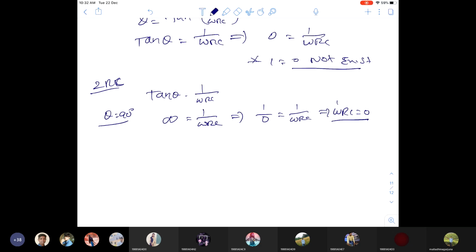So the product of three terms, omega, R, and C. If any one of them is 0, then we can satisfy this condition. Therefore, we can generate the 90 using two RC networks, but practically we cannot satisfy this condition. Why? Because omega is not equal to 0. If omega is 0, which is 2 pi f, then f is equal to 0, and that is a DC signal.